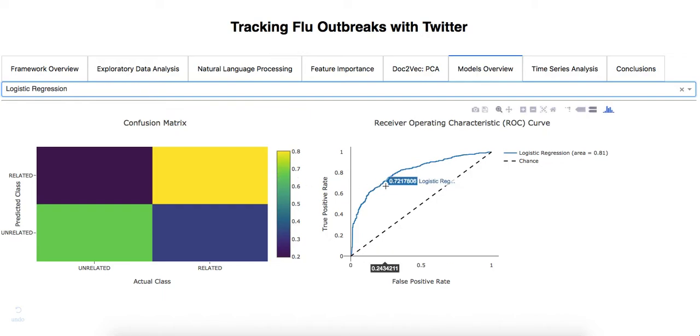The ROC curve essentially plots the true positive rate versus the false positive rate at different thresholds. Ideally, the curve would peak sharply with a high true positive rate and a low false positive rate, and the area under the curve would be higher than 0.5, or chance alone, which is what the dashed line represents. Based on these metrics, I chose logistic regression as my classifier.